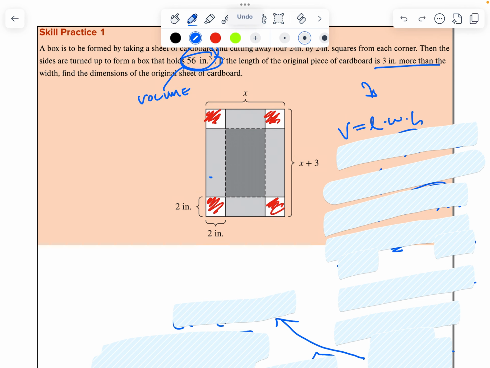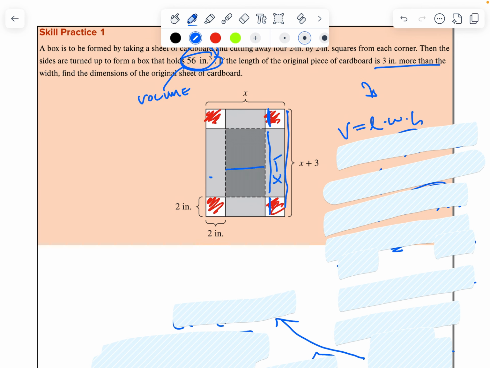We're going to have to do a little bit more fidgeting here, though. So if our total here is x plus 3, and we're taking out 2 here and 2 here, then this length right here must be x plus 3 minus 2 minus 2, which would be the same as x plus 3 minus 4, which is the same as x minus 1 if you go through and simplify that.